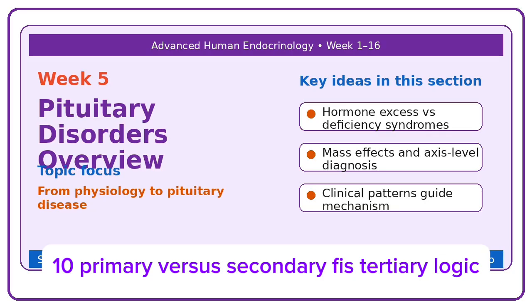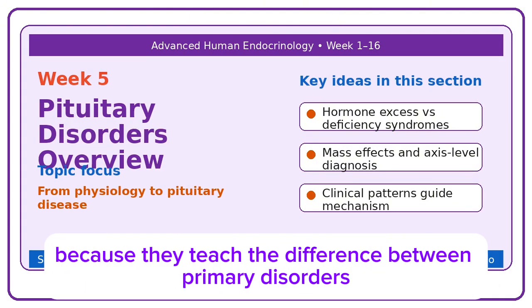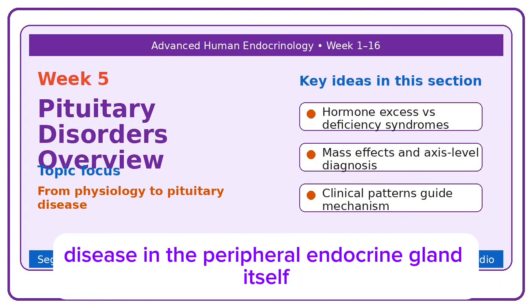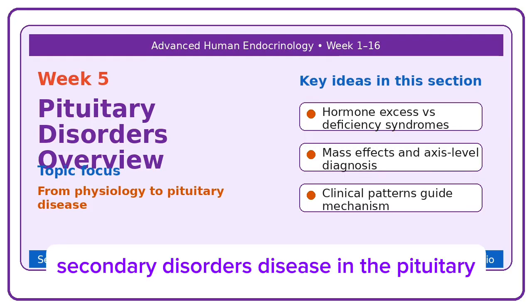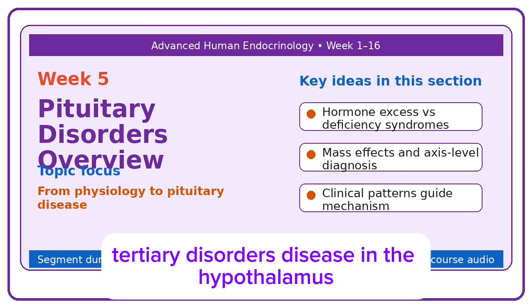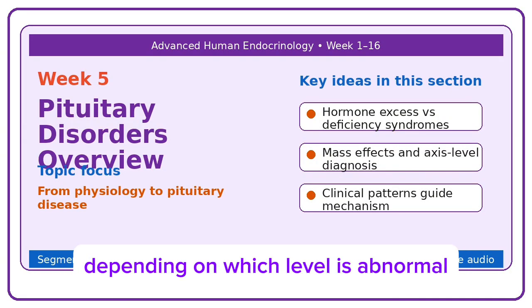10. Primary versus secondary versus tertiary logic. Pituitary disorders are central for understanding endocrine diagnosis because they teach the difference between primary disorders, disease in the peripheral endocrine gland itself; secondary disorders, disease in the pituitary; and tertiary disorders, disease in the hypothalamus. Hormone patterns can look very different depending on which level is abnormal.